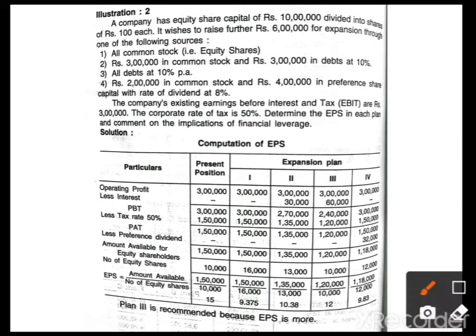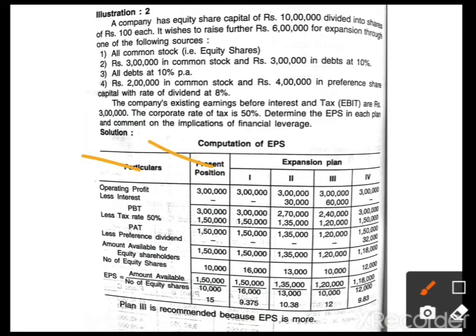Dear students, before calculating EPS, first we have to calculate the amount available for equity shareholders, and also we have to find the number of equity shares. I already told you that 10 lakh divided by 100 gives 10,000 old equity shares. The 10,000 old equity shares are applicable to all these plans. With that, if there are any new equity shares for each plan, they are to be considered. Is it clear? Yes, let us move to the solution.